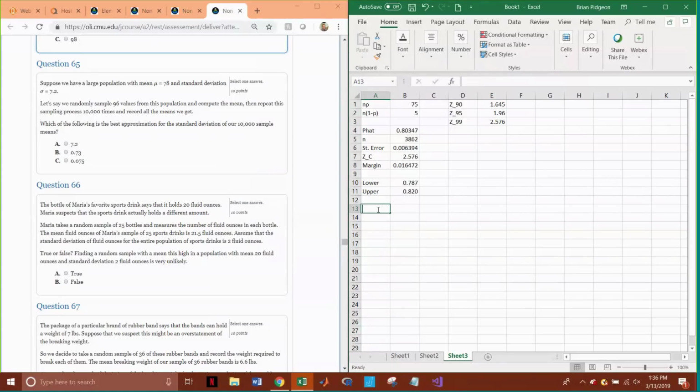Well, now we need to know, what is the standard deviation of the sampling distribution? It's the population standard deviation divided by the square root of the sample size. Note that our sample size is not 10,000. The sample size is 96. 7.2 divided by the square root of 96. 0.734, 0.73.